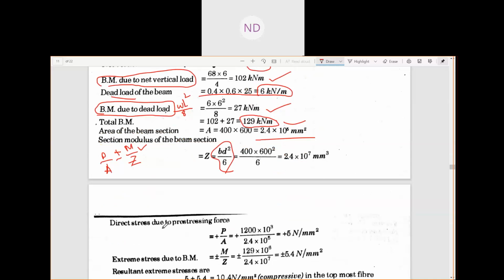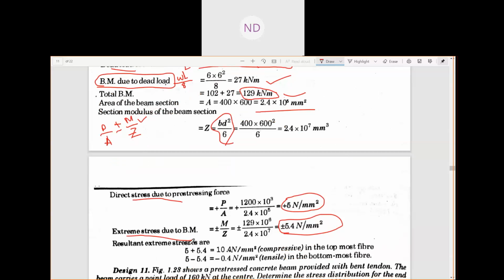This is the direct stress P by A, which you have calculated to be 5 Newton per mm square, and the extreme stress due to bending moment is plus minus M by Z. After putting the values of moment and the section modulus, you have got your stress due to bending moment to be plus minus 5.4 Newton per mm square. That means this P by A is how much? 5, plus minus 5.4 here. So the top fiber stress you will know.